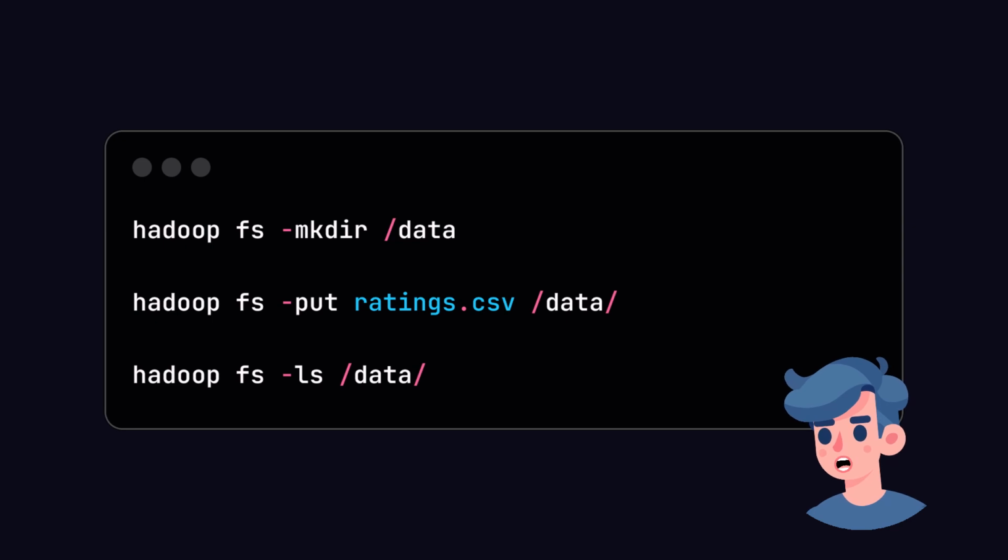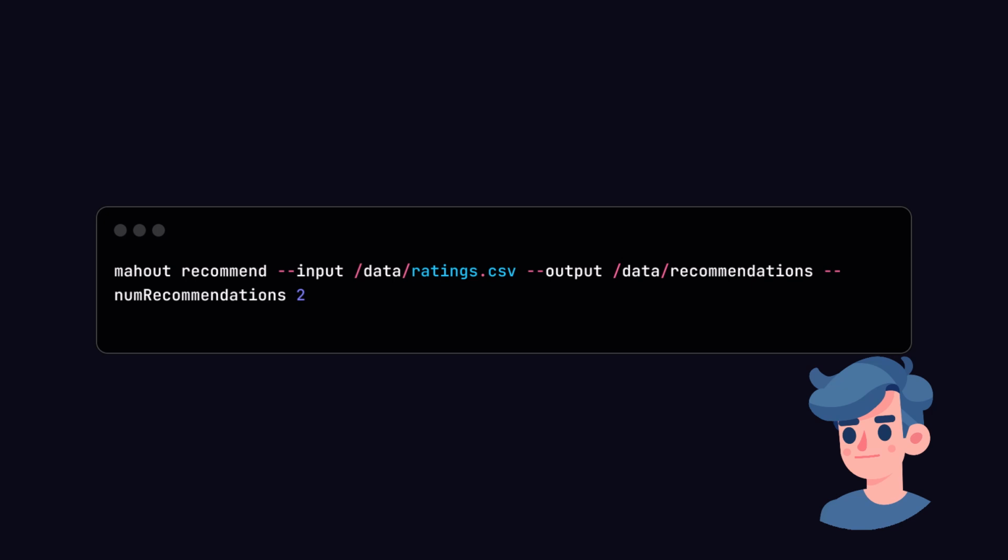Before executing the Mahout collaborative filtering job, we need to package our data into Hadoop using the Hadoop file system. Let's upload our CSV to HDFS. Now we're ready to run the collaborative filtering algorithm.